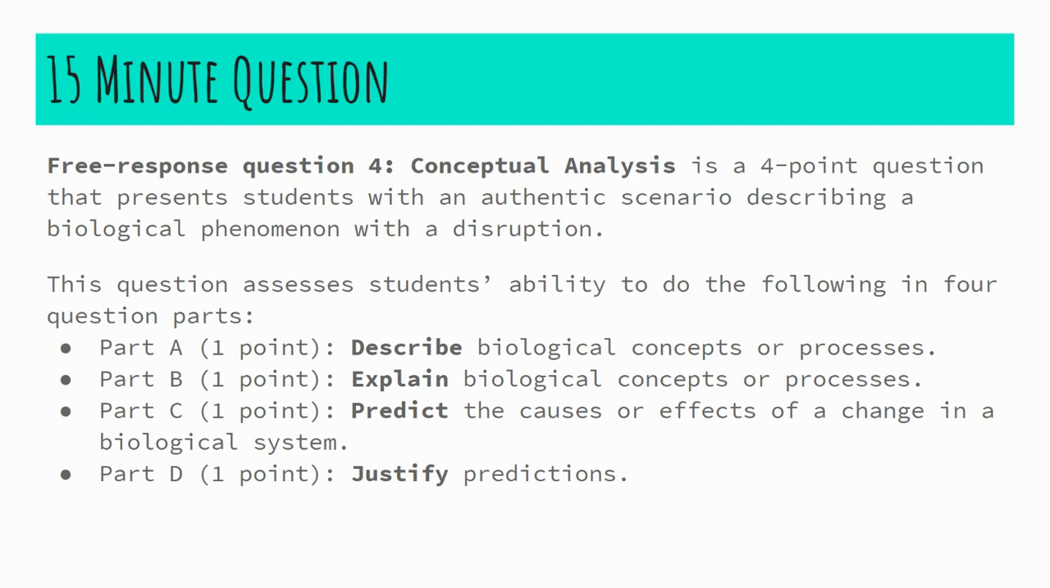Part A is going to have you describe the biological concepts or processes. Part B is going to have you explain a biological concept or process. And then part C will make you predict the cause or effect of a change in the biological system. So you're going to be given a disruption, and you're going to be asked, how does this disruption affect cell-to-cell communication or transport through the cell membrane, whatever it is, it's going to ask you how that's going to affect the process of whatever it's talking about. And then part D is going to be justifying that prediction that you present in part C.